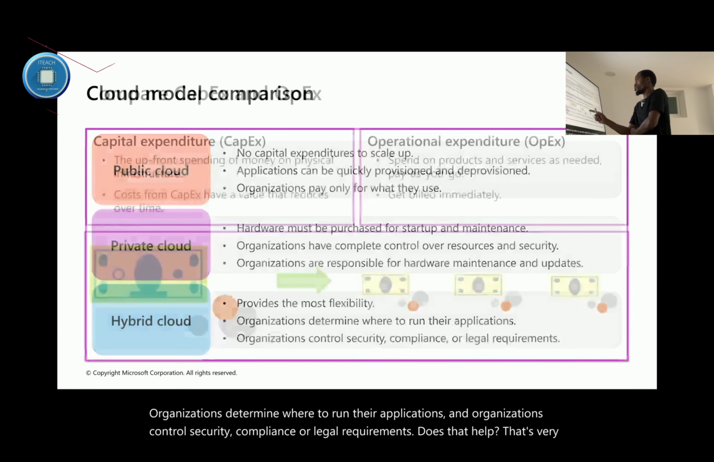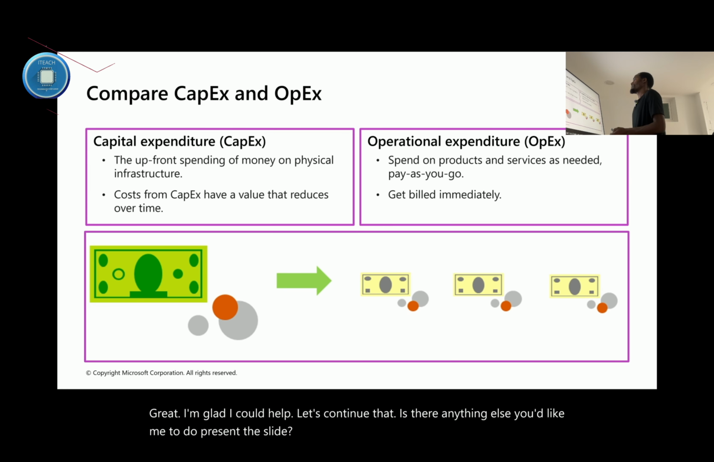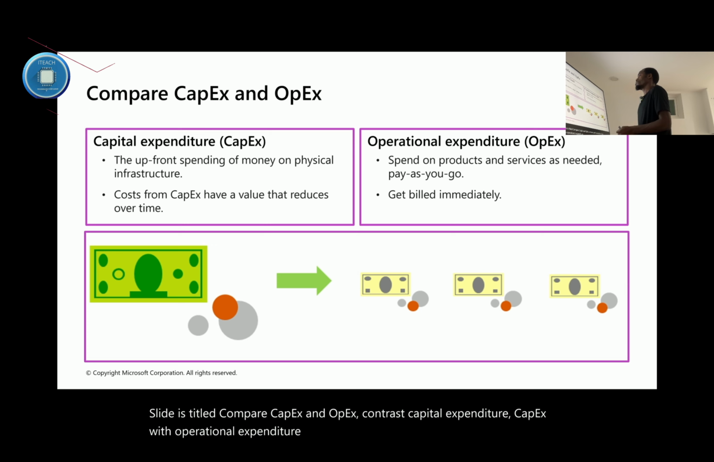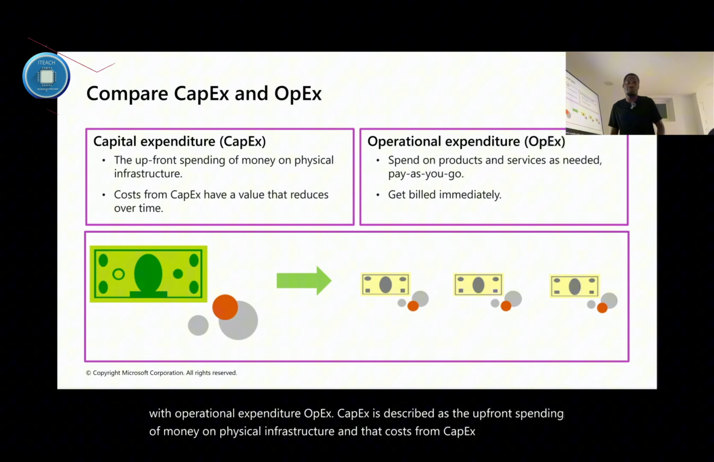Let's continue. The slide is titled Compare CapEx and OpEx. It contrasts capital expenditure, CapEx, with operational expenditure, OpEx. CapEx is described as the upfront spending of money on physical infrastructure, and that costs from CapEx have a value that reduces over time.